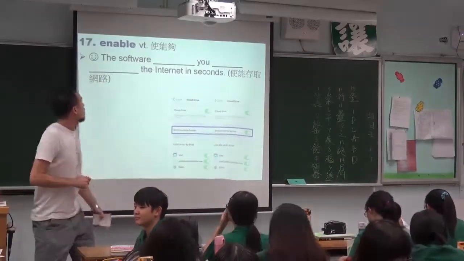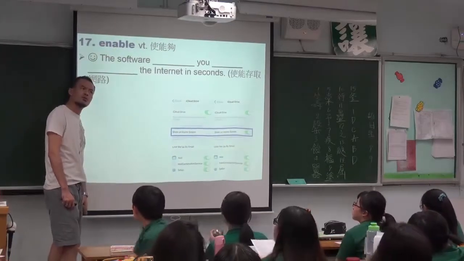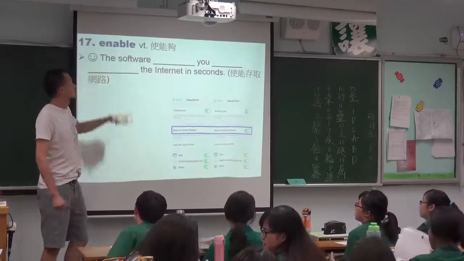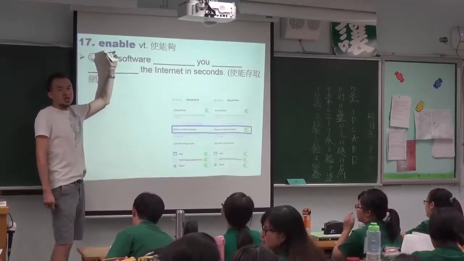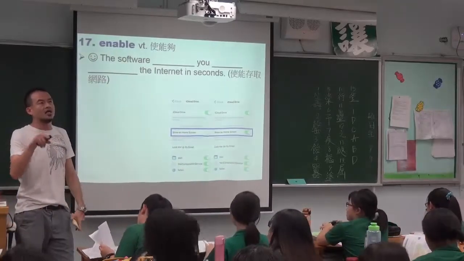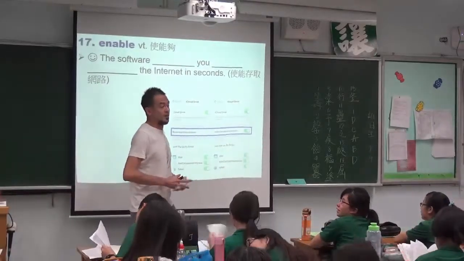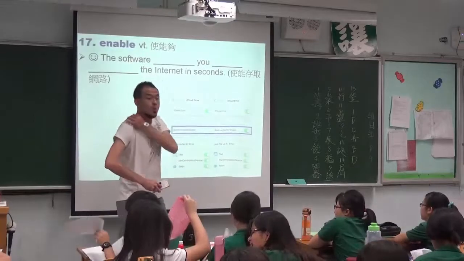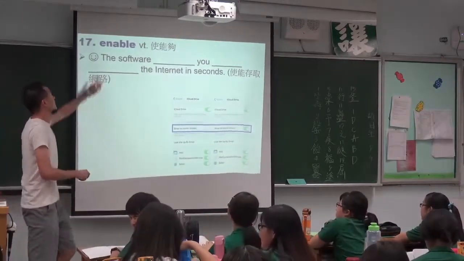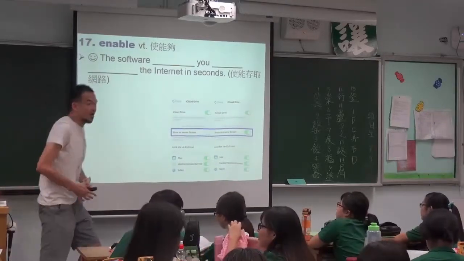Number 17. This word, yeah, easy. Able. And then here, yeah, but here not. Maybe we don't say unable. We say unable. When you say you are unable to do something, you are not able to do something. But when something enables you, it means that something makes you able to do it. So here the word unable, very easy.